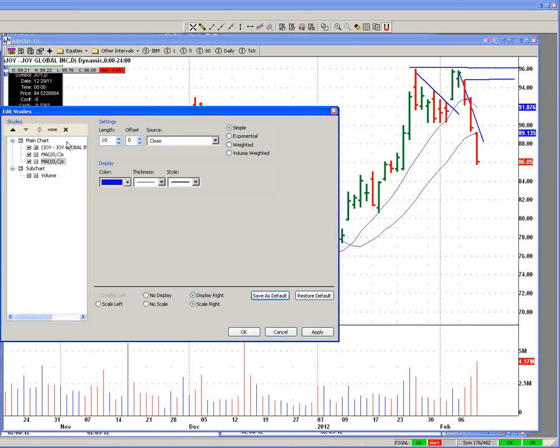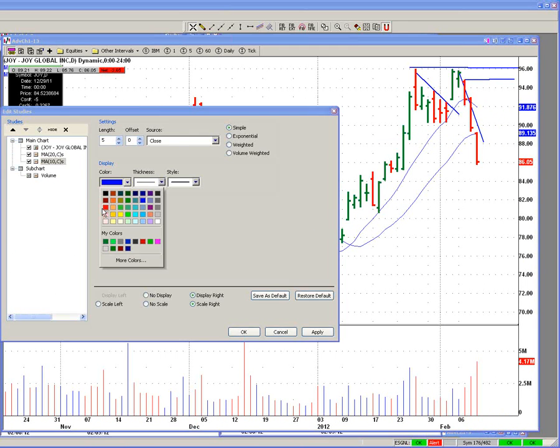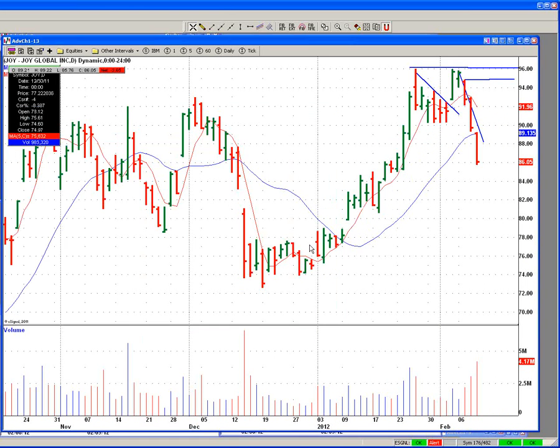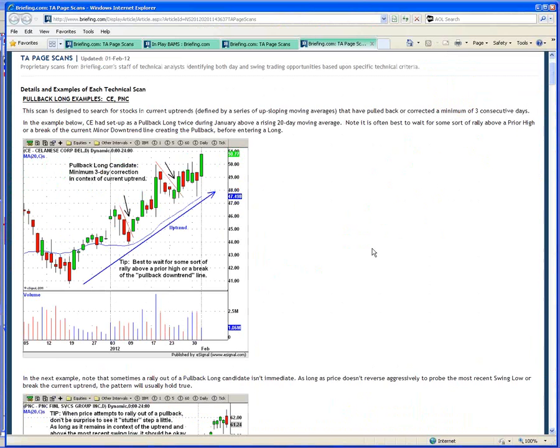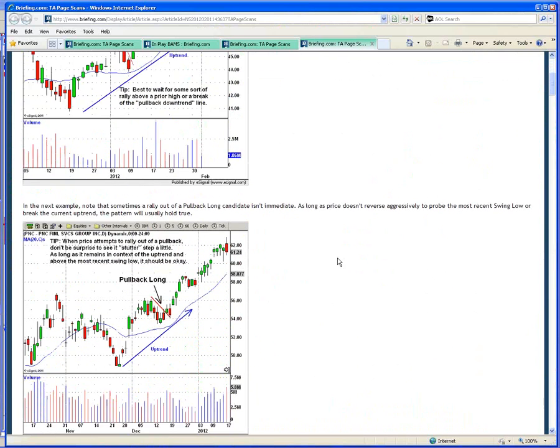Another little trick would be a 5-day moving average. I tend to use that a little bit on my other charts. Let's just change that here. Waiting for some sort of entry or close or move above a 5-day moving average is also very helpful in determining that the momentum is now shifting back higher. So just another example of a pullback long that did not work.